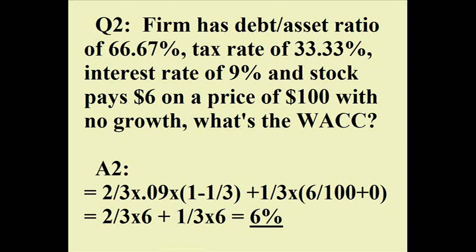Well, we got 2/3 in the debt times 6% after tax. And then we have the remainder of 1/3 times 6% for the stock. And, well, 2/3 of a 6 and 1/3 of a 6, of course, adds to 6%.